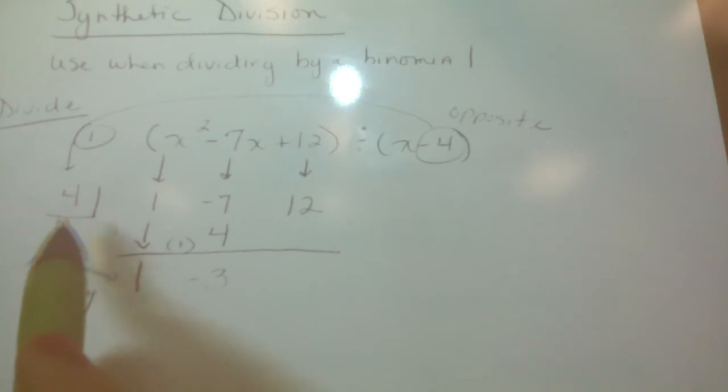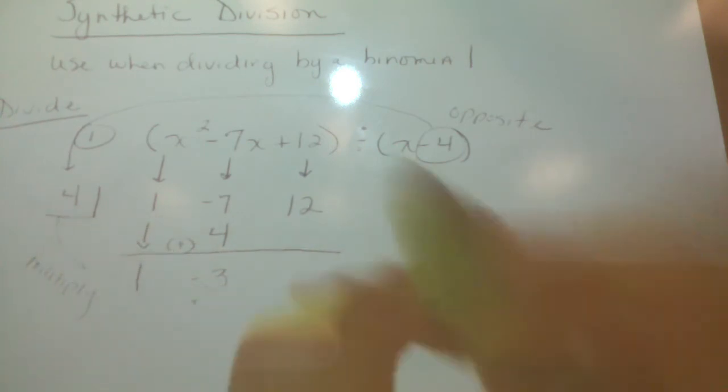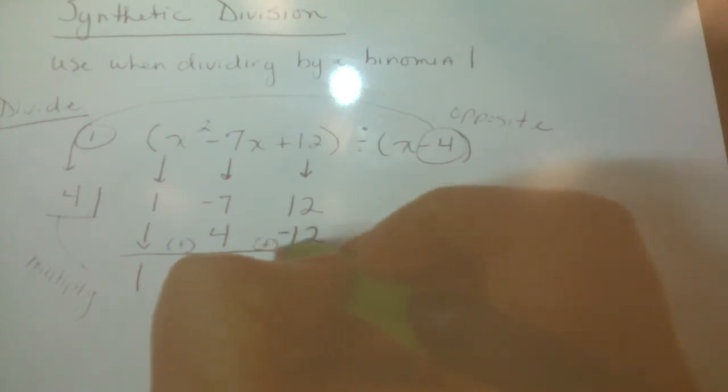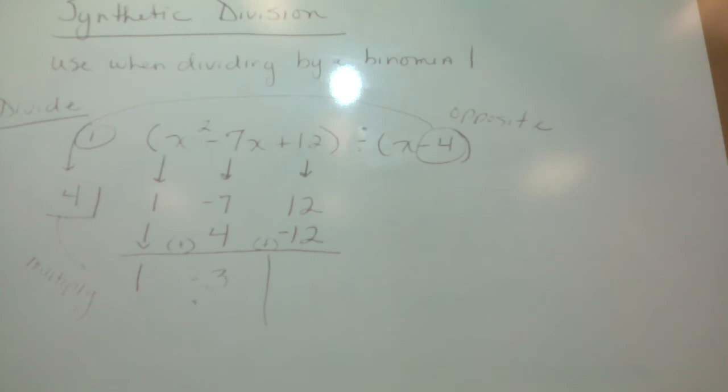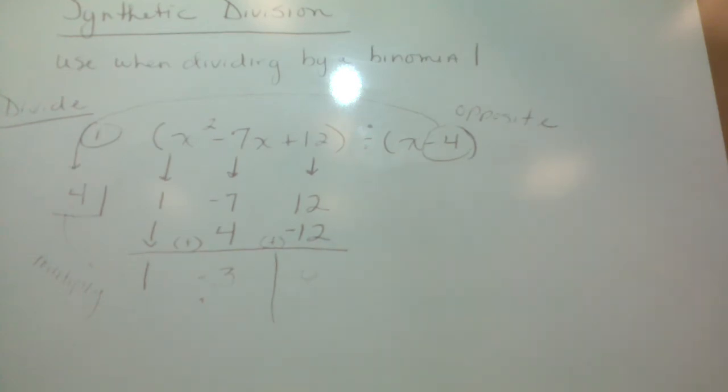Now I'm going to do the process all over again. I'm going to take this 4, multiply it to negative 3, negative 12, add that up. Now that last number is always our remainder. So 12 plus a negative 12 is 0. That means I don't have a remainder.